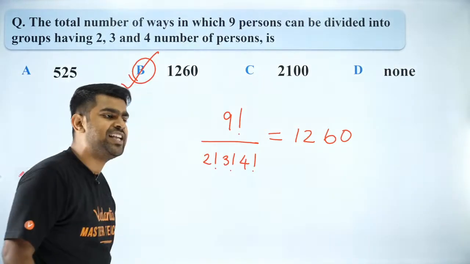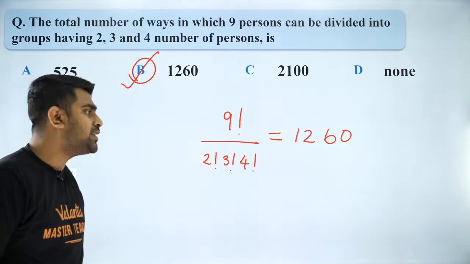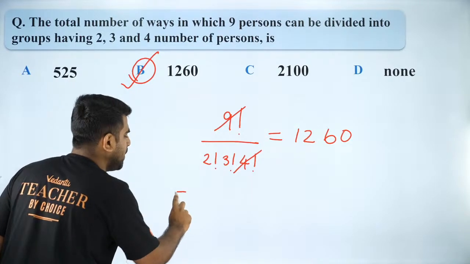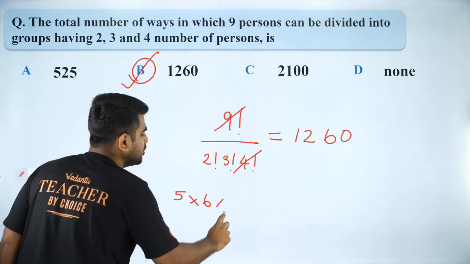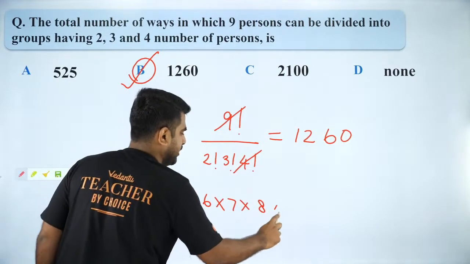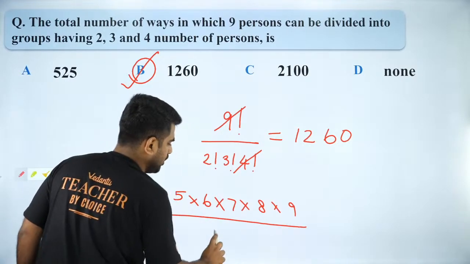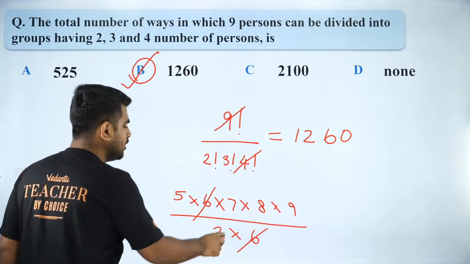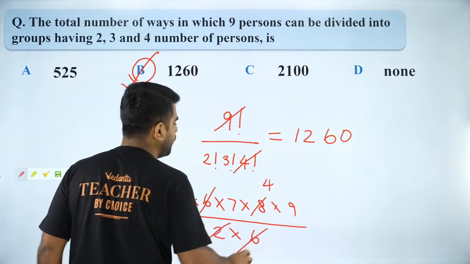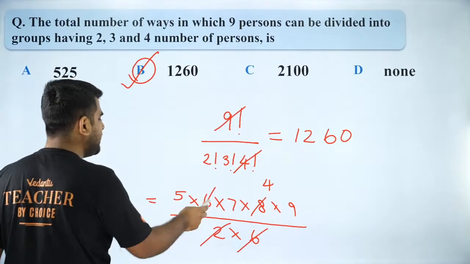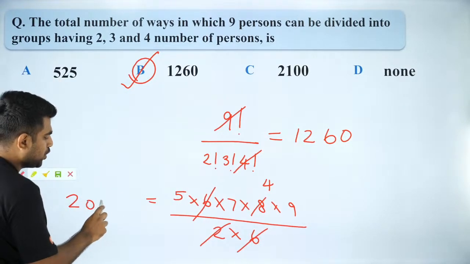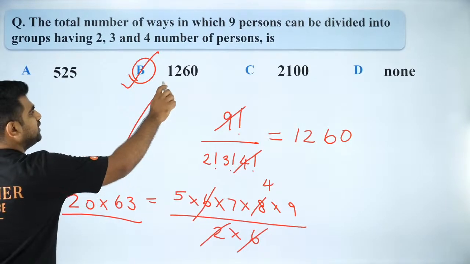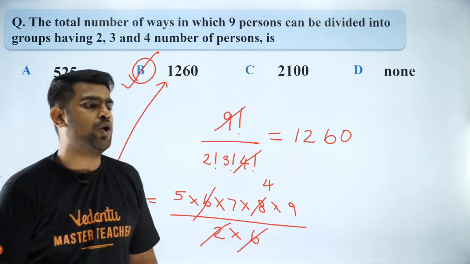Can you guys do it and check it for yourself? Yes? So how do I solve it? So 9 factorial and 4 factorial will become 5 into 6 into 7 into 8 into 9 divided by 2 into 6. So 6 and 6 will get cancelled. Then 2 and 8 will become 4. So that will be how much? So 20 into 63. So that will be 1260. I hope you guys have got it.